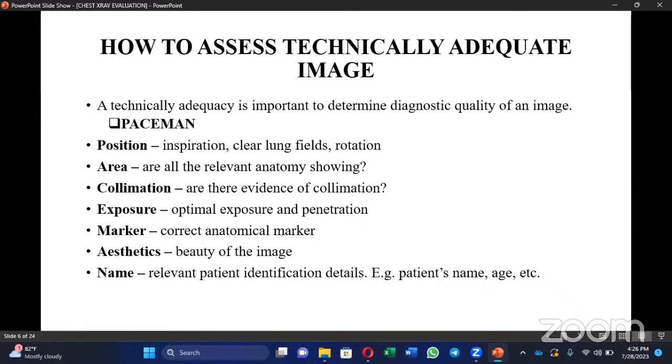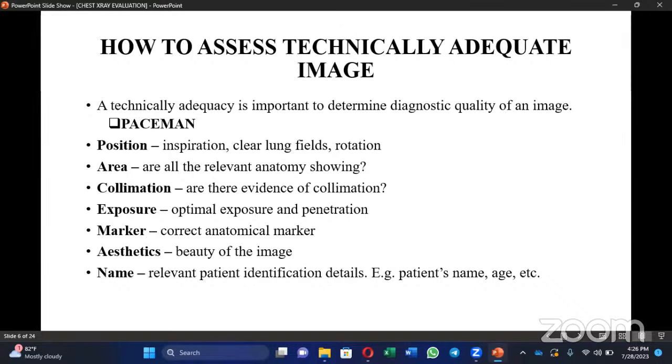So it is very important to count the ribs to ensure that the patient really did the inspiration very well. All right. And still on the position, we have clear lung fields. When I say clear lung fields, I'm talking about the scapula being moved away from the lung region. So it means that on a normal PA film, the scapula should be out of the lung fields.